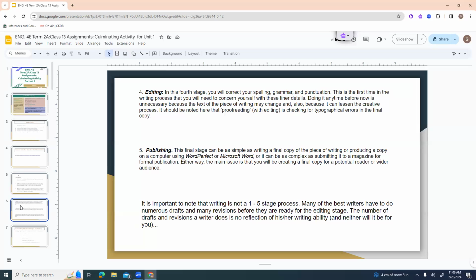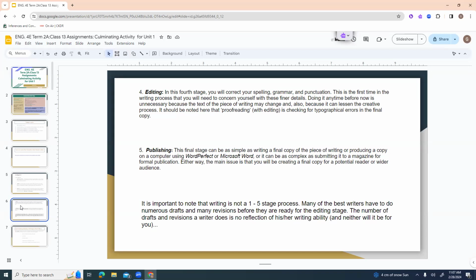Proofreading is checking for typographical errors in the final copy. For example, when I'm typing really quick, I always spell "the" wrong. My fingers seem to have the order wrong. I always end up spelling it T-E-H. And especially if I'm typing quickly, I have to go through and make sure I've corrected that, right? I know how to spell it. It's just when I'm typing, I mess that up all the time.